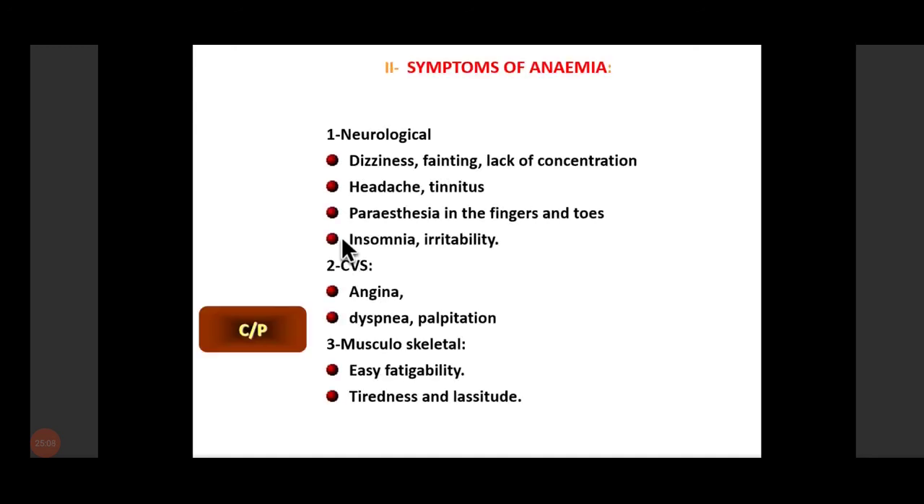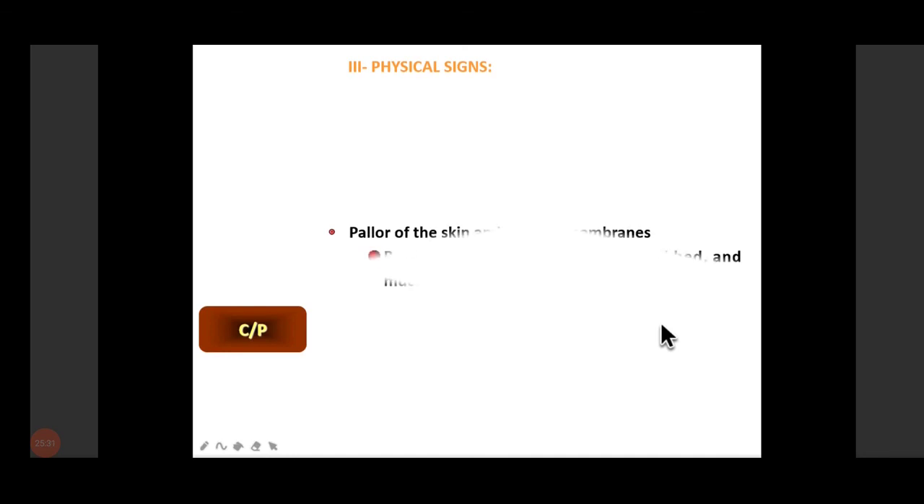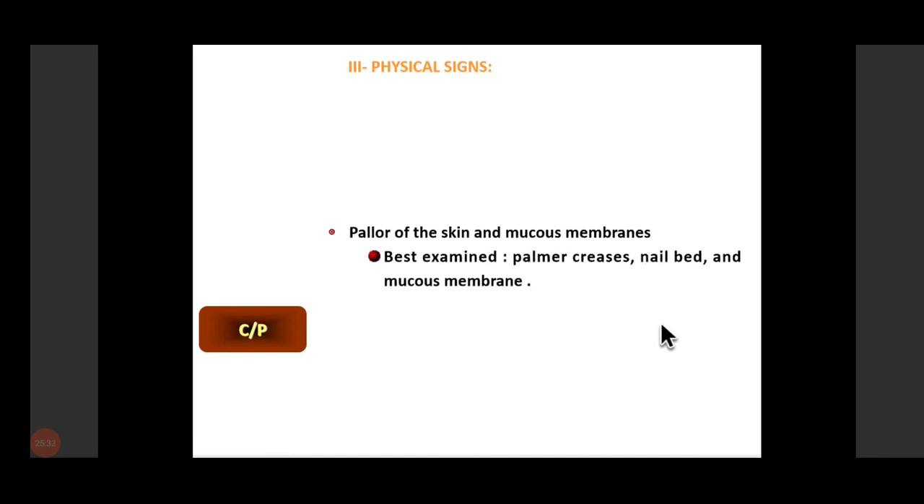Symptoms of anemia, as I said, involve the CVS, CNS, and skeletal muscles. In the neurological system, we have dizziness, fainting, lack of concentration, headache, tinnitus, paresthesia, insomnia, and irritability, which are very vague. Serious ones are angina and palpitation, which is what they usually come to you with. Musculoskeletal, we have easy fatigability, tiredness, and lassitude. Physical sign, the most common that we see is pallor, especially noticed by your close relatives who say that you have become pale.